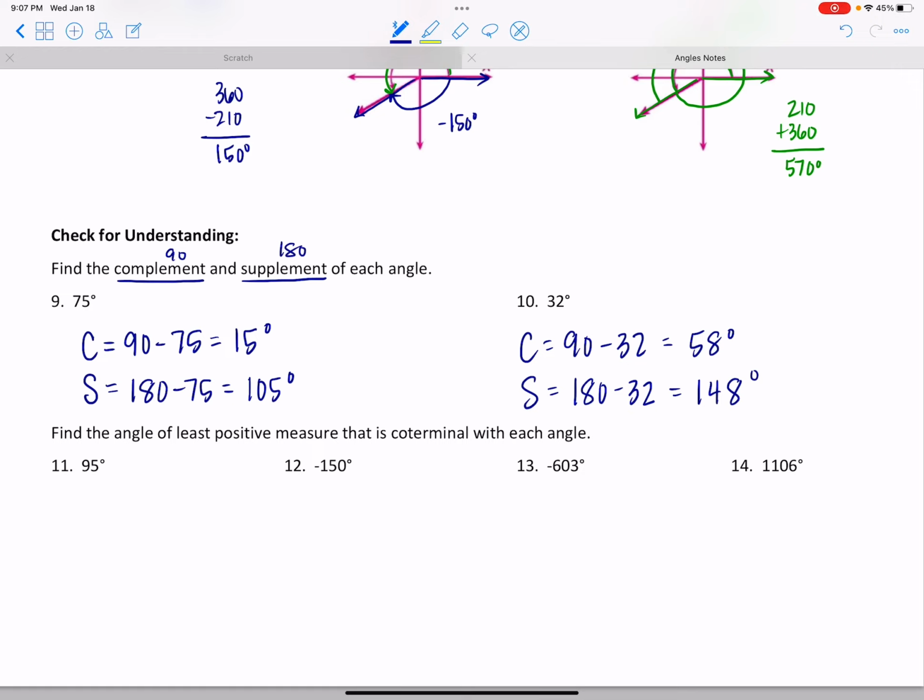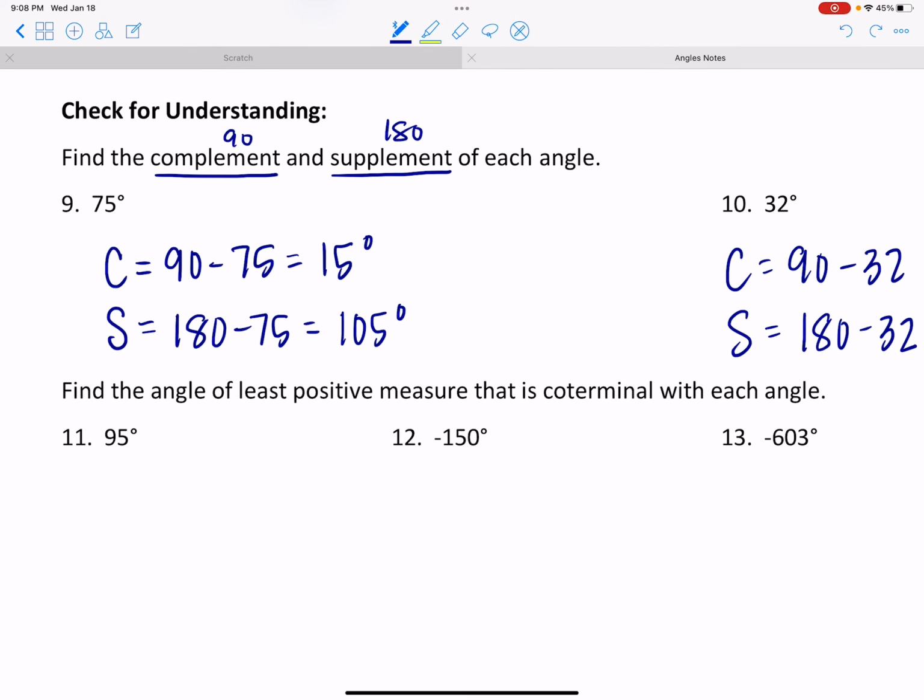Now, if I ask you to find coterminal angles, there are a couple different ways I could word this. But in general, when you're asked, what you're going to look for is the angle of least positive measure. So the smallest possible positive angle that would be coterminal with the one that you're given. So remember, coterminal is going to differ by 360. So for 95-degree angle, if I just add 360, I'm going to get the smallest possible coterminal angle, the smallest possible angle, positive angle that lands in the same place.